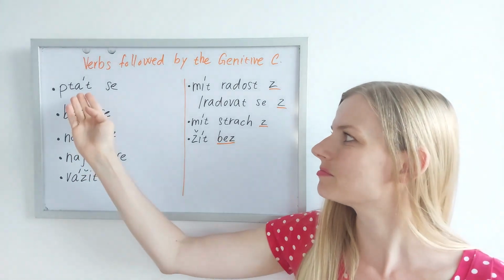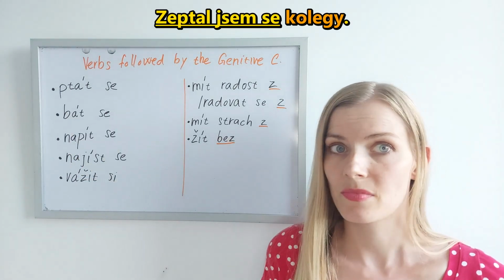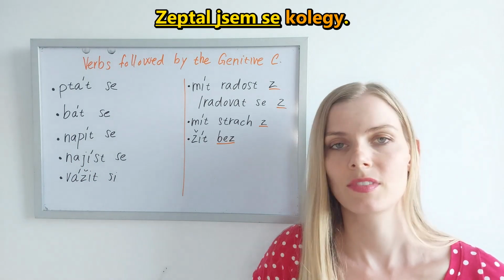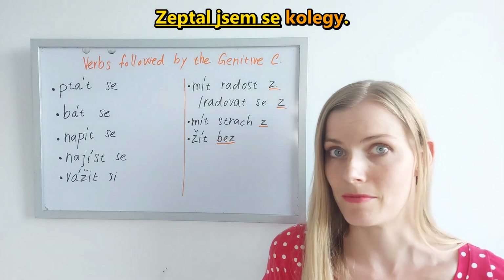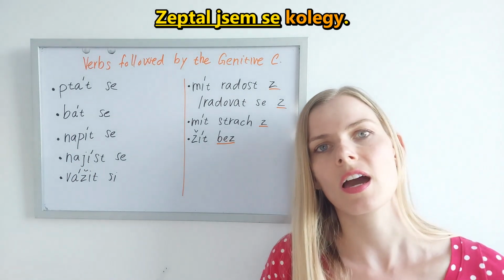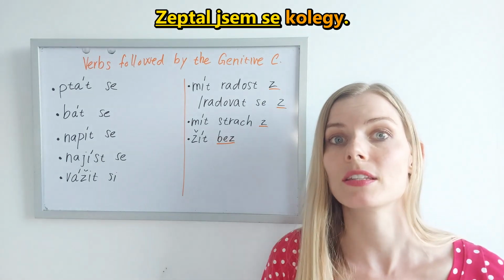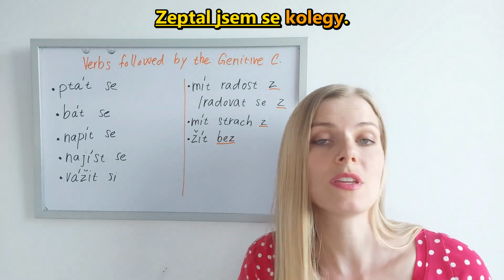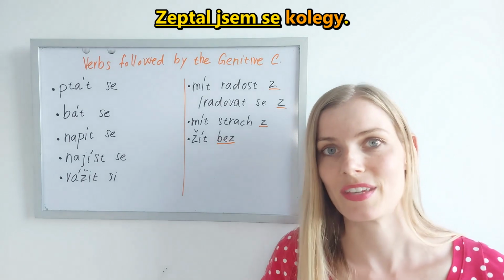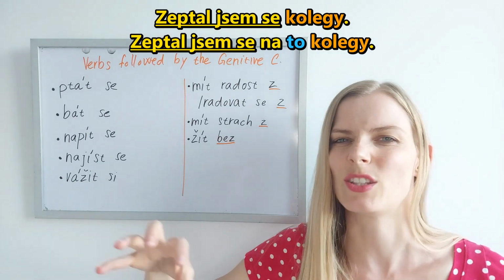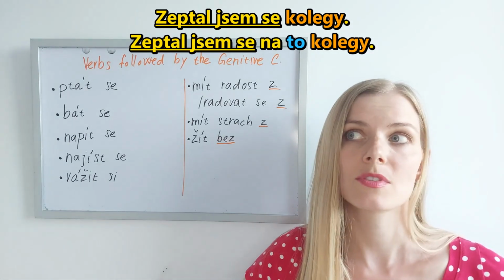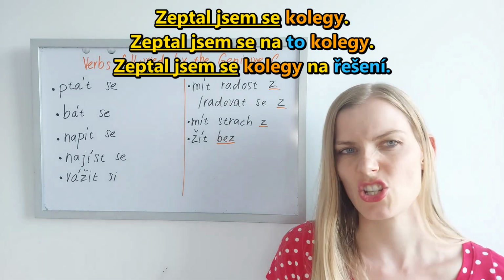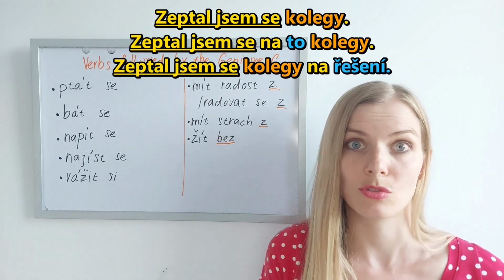So for instance, zeptal jsem se kolegy. I asked my colleague. But careful, if you want to say I ask my colleague about it, that about it would be expressed by the accusative case. Zeptal jsem se na to kolegy. Zeptal jsem se kolegy na řešení. I asked my colleague about the solution.